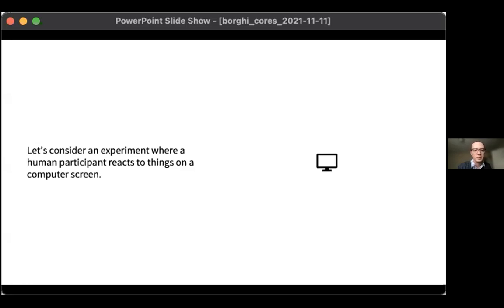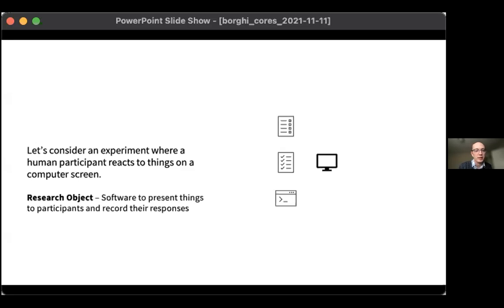We have a person who comes into the lab and does something. So we have one research object already, which is our protocol, our list of things for us as research assistants or researchers to have them do while they're there. Another set of research objects might be the surveys and questionnaires that we created as part of our study, or are reusing from someone else's study, that we have them do while they're sitting down. We probably have created some task for them to do, so we have some software to present things to the participants and record their responses.